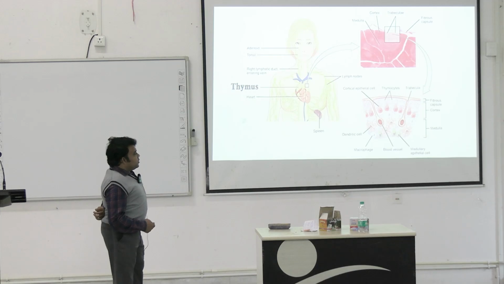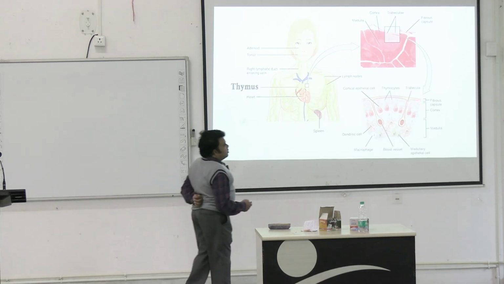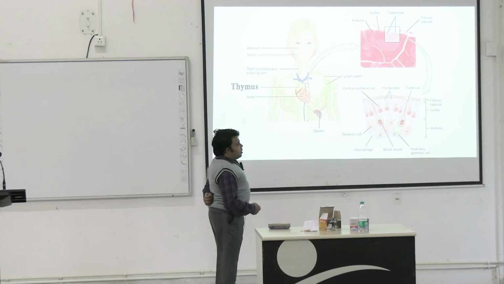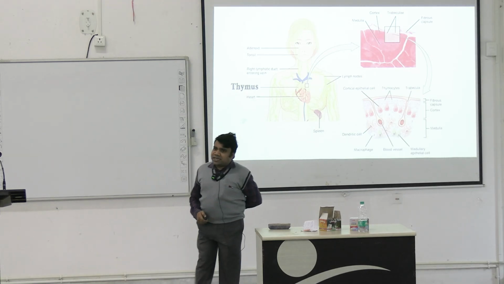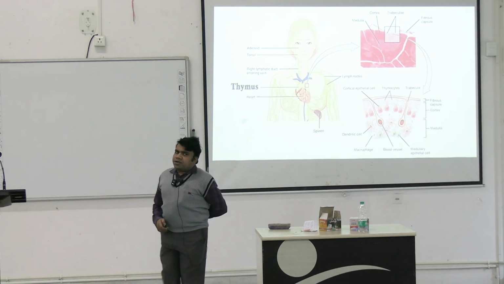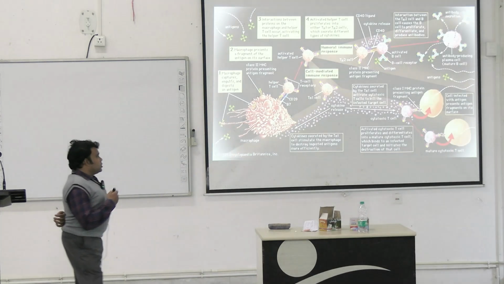If you look over here, this cross-sectional anatomy, in the cortex and the medulla, we have the blood vessels and we have something called macrophage and dendritic cells. Now, these macrophages and dendritic cells play a very important role in the development of the T cells. How? Let us look in this picture.